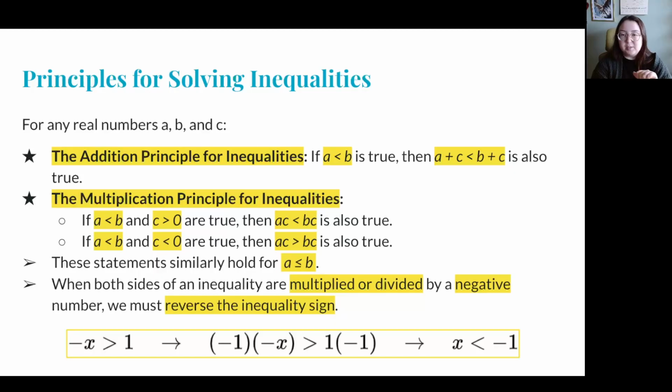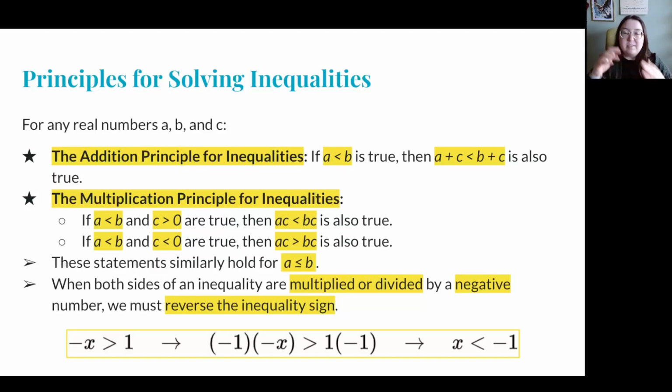These statements similarly hold for a is less than or equal to b. So all of these statements are true for less than or equal to, greater than or equal to, less than, greater than. They all work the same way. When both sides of your inequality are multiplied or divided by a negative number, you have to reverse the inequality sign. So if it was greater than, it will switch to less than. If it's less than, it will switch to greater than. And if they're equal to, it's the same thing.